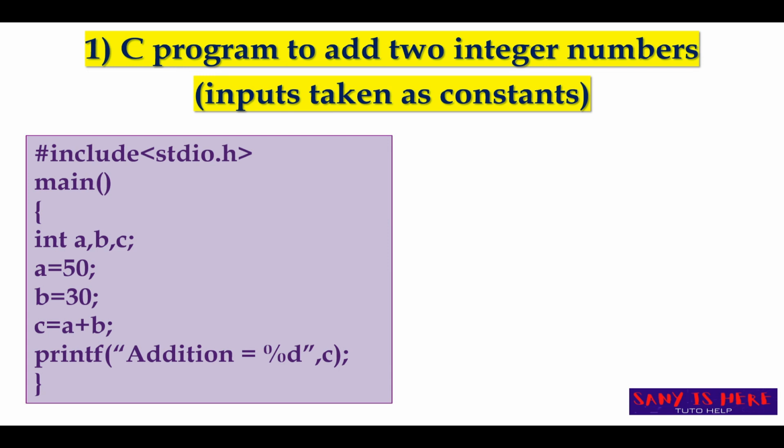Okay, addition is equal to %d comma C means %d indicates the integer value, and which value we are going to print, that is C value. Okay, the output will be like this.